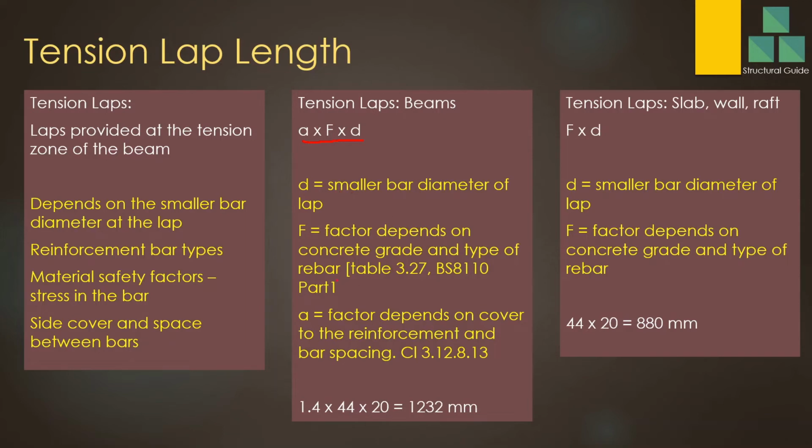So these two factors, factor F you can obtain according to BS 8110. You can refer to table 3.27 to obtain this factor. But depending on your code, that may be different. The A factor also, you can refer to clause 3.12.8.13 in BS 8110 for the information.